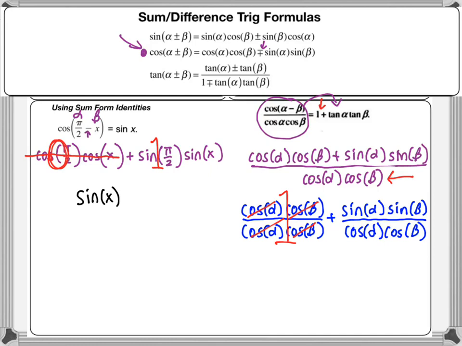So I have that 1 taken care of. And fortunately, I have the definition of tangent as sine over cosine right here. So this is going to be tangent alpha, and this is going to be tangent beta, which takes care of those two. At the end of the day, I get 1 plus tangent alpha times tangent beta. And so it looks like we did it.